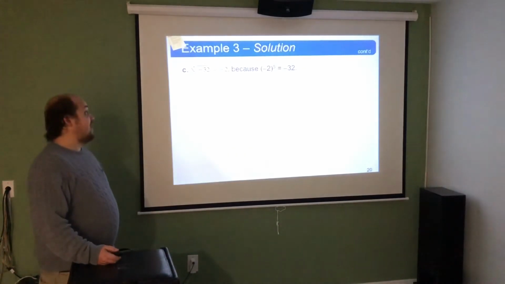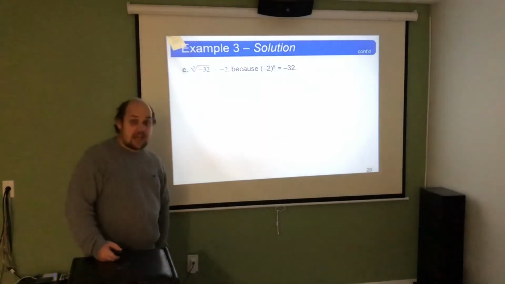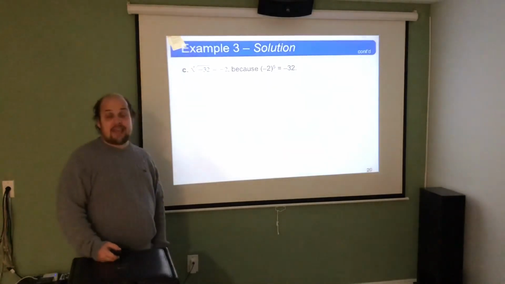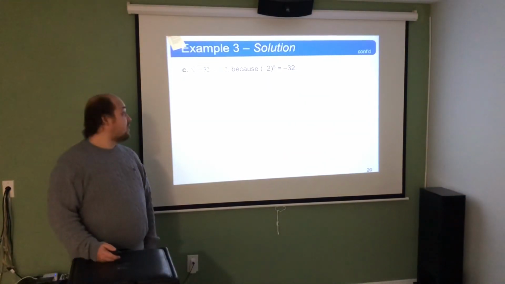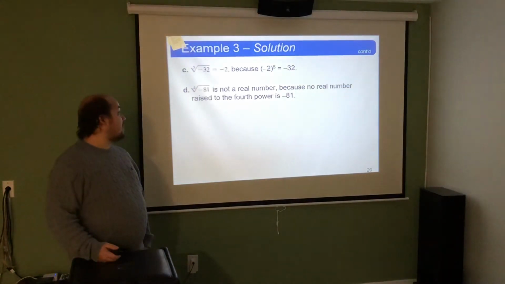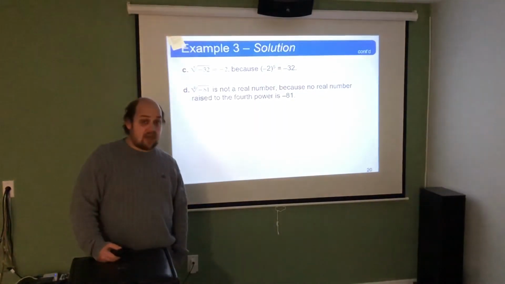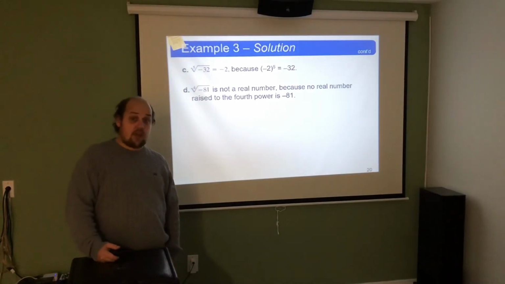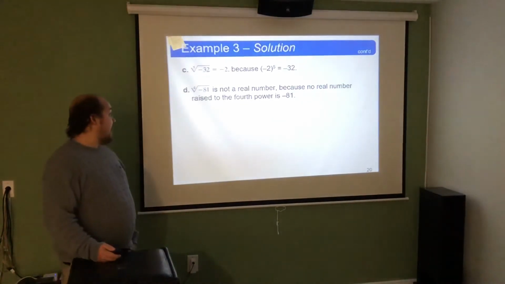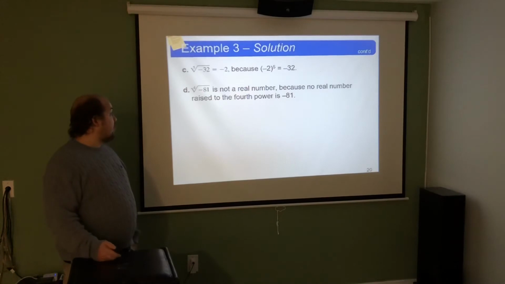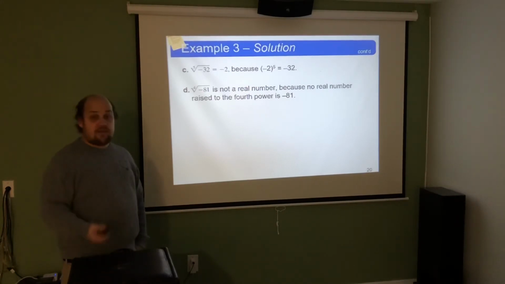I can have it as a negative because it's an odd numbered root. I'm allowed to have negative numbers under the root symbol. As opposed to, if I try and do the fourth root of negative 81, 4 is an even number, I can't do an even numbered root of a negative radicand. So there's no real number that is the answer to this. It's undefined or no solution.